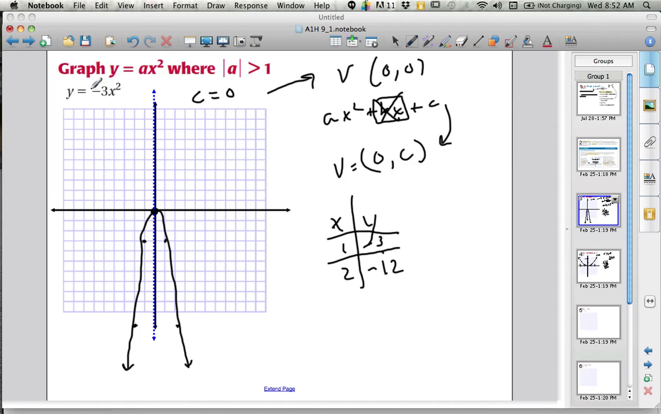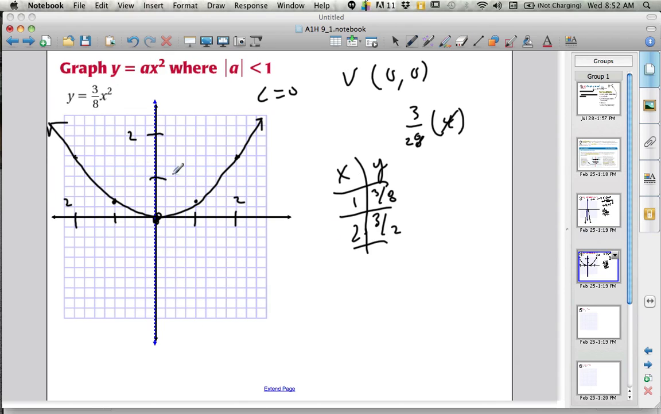So the larger the leading coefficient's absolute value, the narrower it will be, the more it looks like a rocket. If it's negative, it opens down. If it's positive, it opens up. And the smaller its absolute value, so this is 3/8, so it's less than a half, the other one was 3, the more it's going to open up, it's going to widen out, and it's going to look more like an umbrella. Okay, so that's the impact of the leading coefficient.